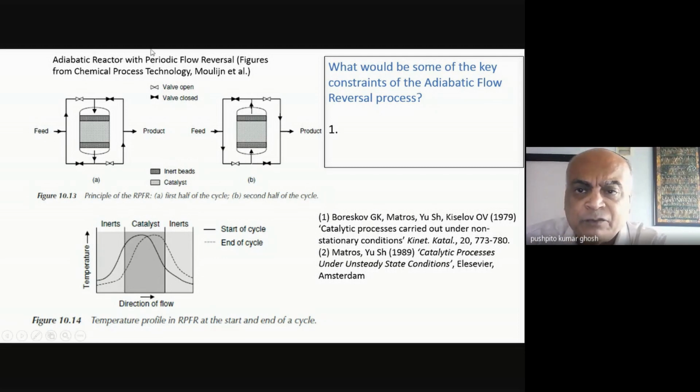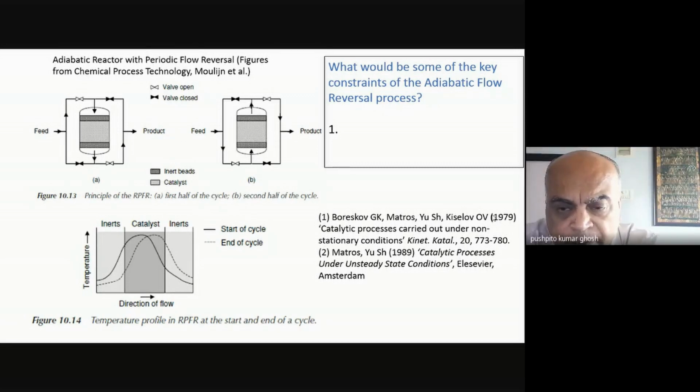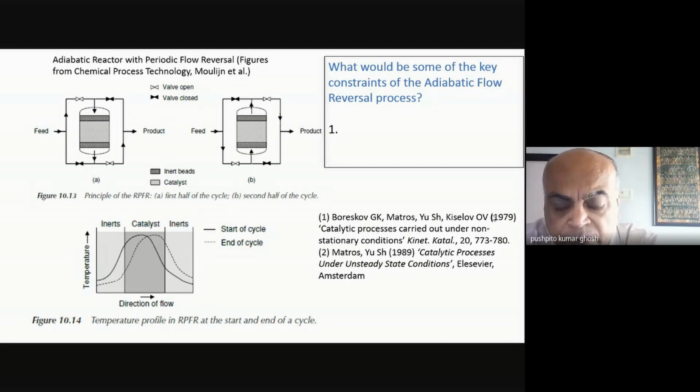You know, that's what I've asked over here. What would be some of the key constraints of this process? Do you see any constraints? So the time in which a given amount of product is formed is longer? Yes, sir, is longer. But why should that be?